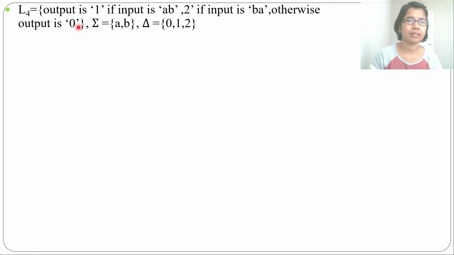Hi, let's discuss some more examples of Moore machine. In the previous lecture, I already discussed three examples. This is the fourth language. The output is 1 if the input is AB, output is 2 if the input is BA, otherwise output is 0. Here the input is AB and the output is 0, 1, 2. 1 for input AB, 2 for input BA, else 0.